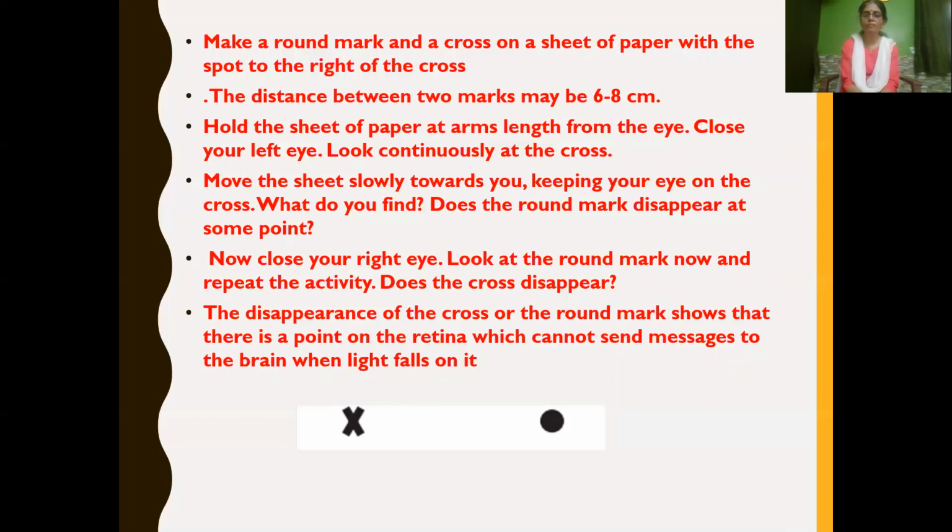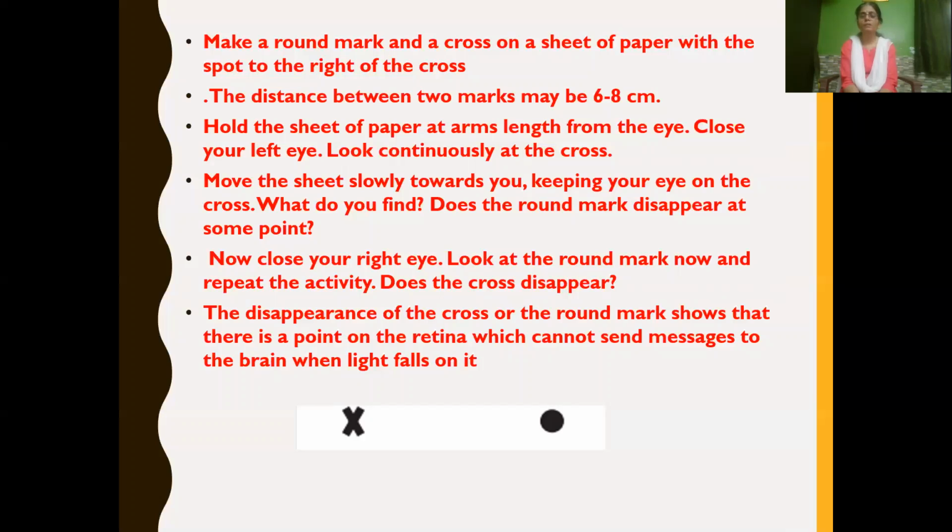Now the same way, close your right eye. Now look at the round mark. Hold the paper at arm length and close your right eye and look continuously at the round mark and bring the sheet slowly towards you, keeping your eye continuously on the round mark.